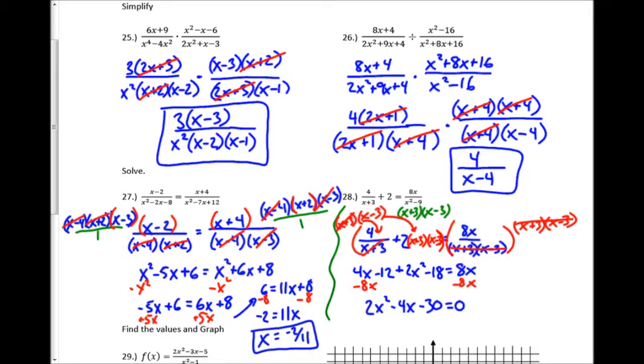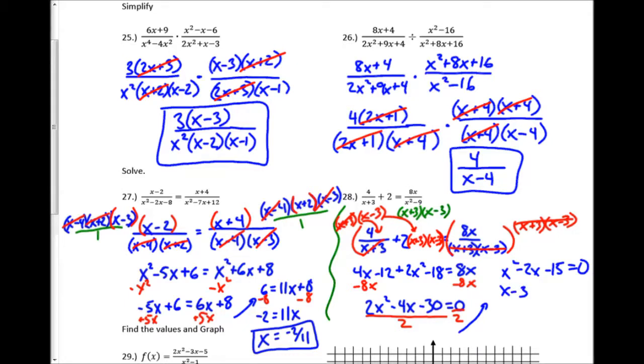Lost track of some of my values. And I'm just going to solve this thing by factoring. I could build a bridge here. Well, really, for this one, I can just divide everything by 2 first. That might be a little bit easier. So we'll do that. We'll divide each side by 2. So that's going to end up giving me an x squared minus 2x minus 15. And now solve it by factoring.